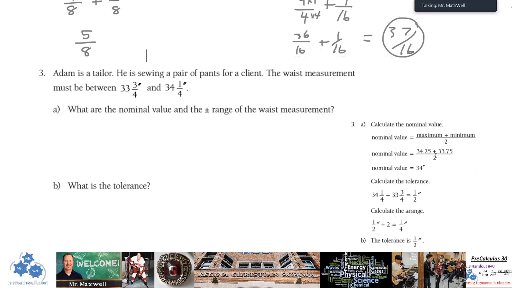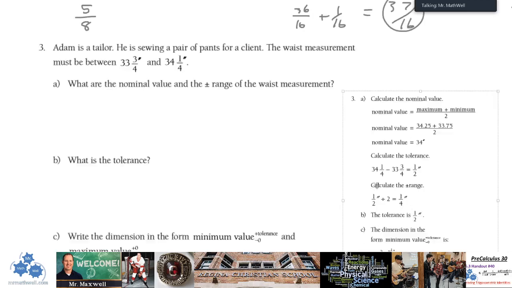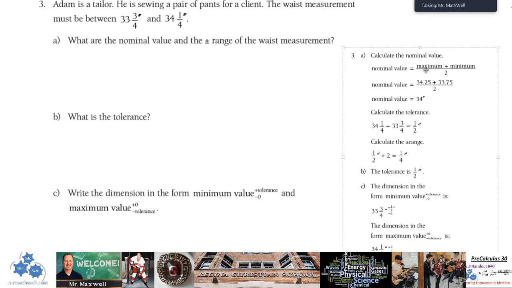The nominal value, and I've got the answer key over here if you want to take a look while we do that, is basically the average. So you add the two and divide by 2. What's the number that's right in the middle of those two measurements? You add the two, and we have a nominal value of 34 inches. This number is 1/4 of an inch under 34, and this is 1/4 of an inch above 34. So our nominal value is 34.